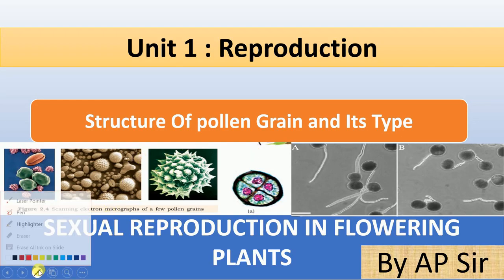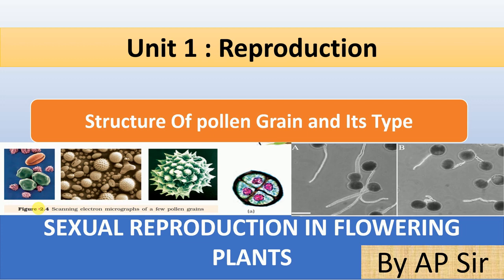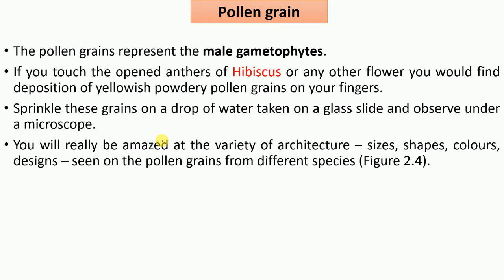In the last lecture we discussed the structure of the stamen, the microsporangium, and microsporogenesis, the formation of pollen grain. In this lecture we are going to learn about the structure of pollen grain and its types. As we all know, pollen grain is the male gametophyte.